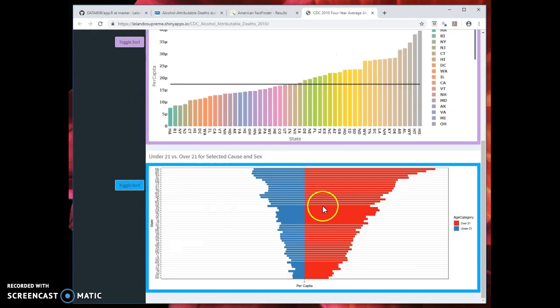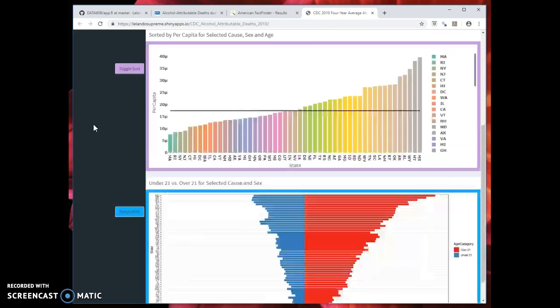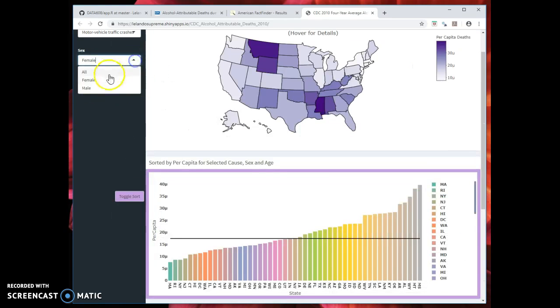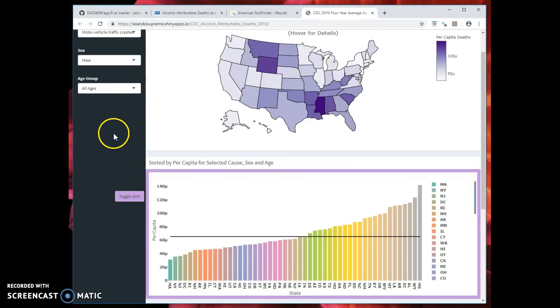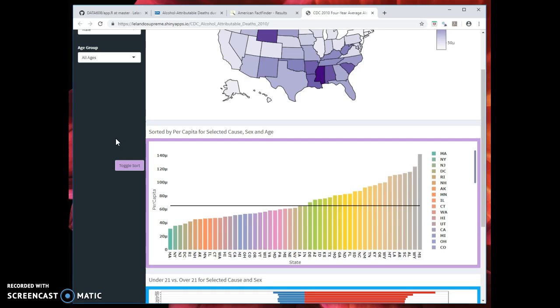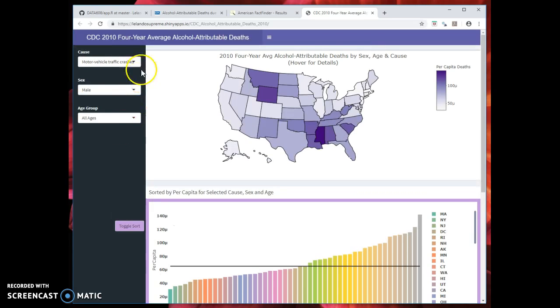When it comes to under 21 versus over 21 distribution, we're not seeing a big difference between male and female. Female looks like this. Male looks like this. If anything, it seems to suggest that it's more common for under 21 females than males.